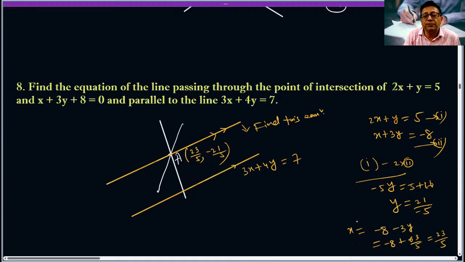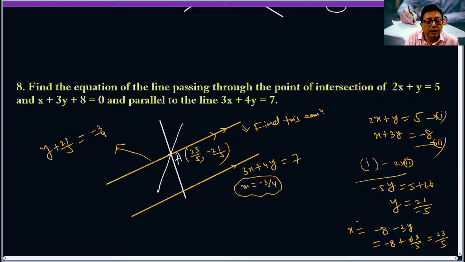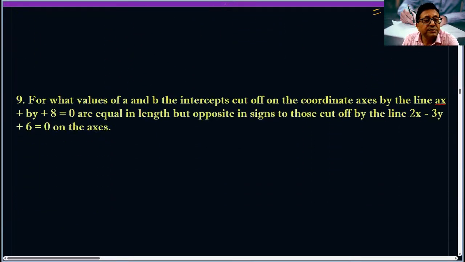So how will you find the line equation? The slope of this is what? Minus 3 by 4. So the equation of this is going to be y minus y1 equals m times x minus x1. Clear? Just simplify it and you get the answer. Okay? Go for the next one.